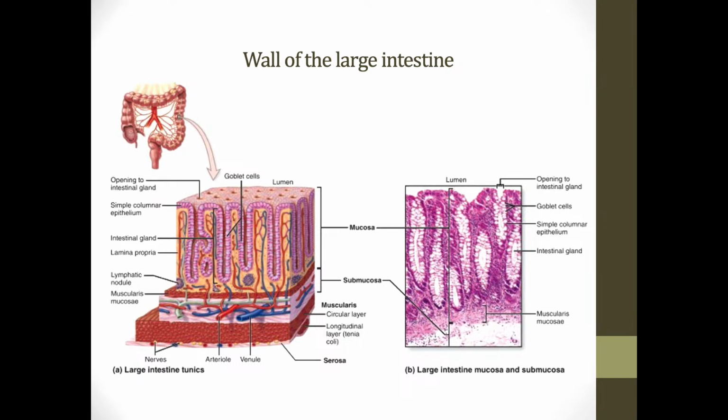What is the function of the goblet cells? They secrete mucus, which forms the mucous layer on the surface of this epithelium, and it protects these cells. In the large intestine this mucous layer is thicker because here there are more goblet cells.